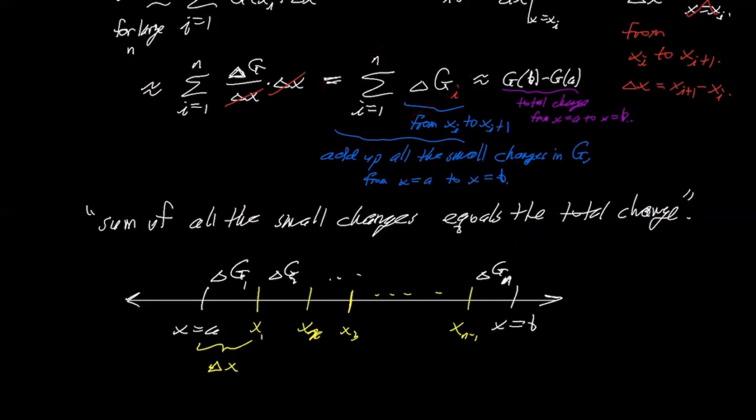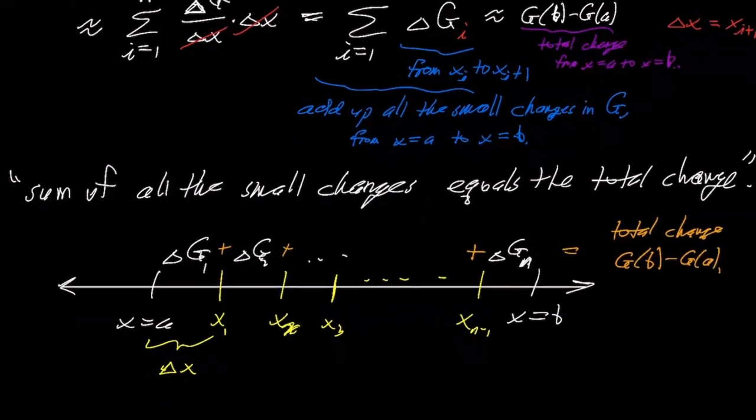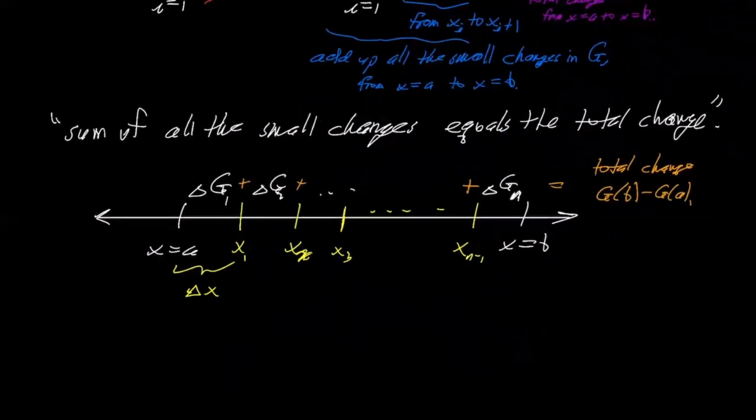And so the sum of all of these, I'll even go ahead and put plus signs in between them, dot, dot, dot, plus, this equals the total change, g of b minus g of a. Okay, and so that's kind of it. I'm not giving a really rigorous proof. You can give rigorous proofs, and if you go take Math 2603 analysis, you'll find a more rigorous proof of this. But this is kind of the idea.